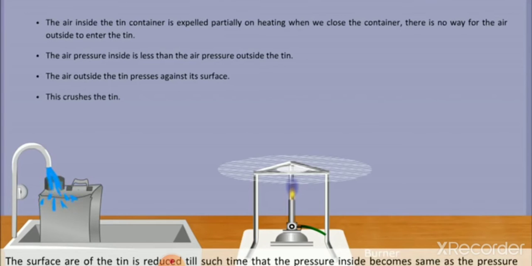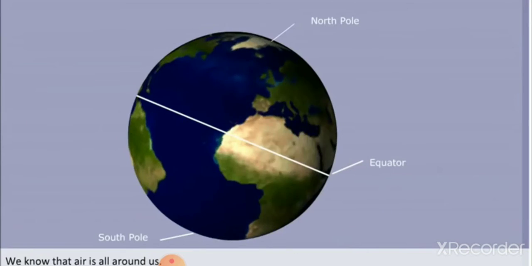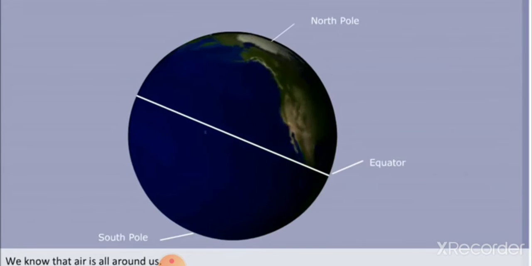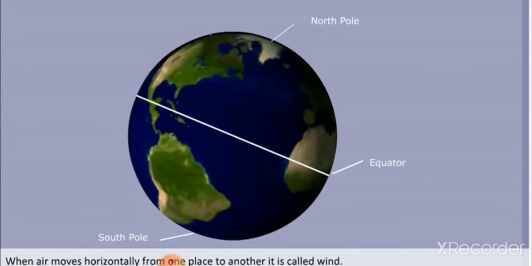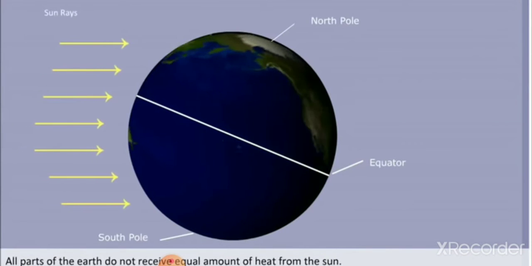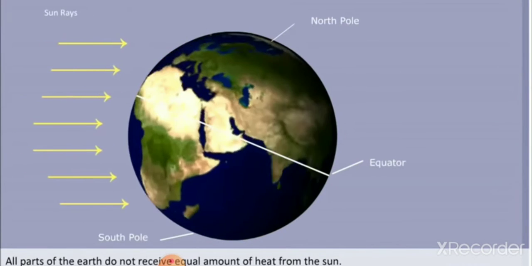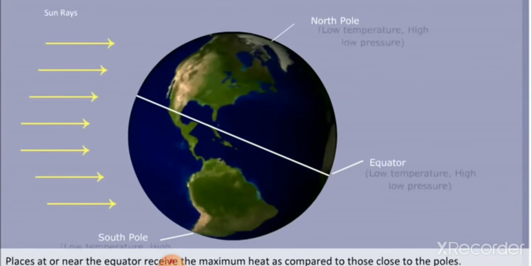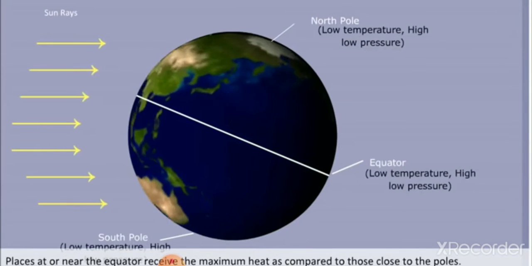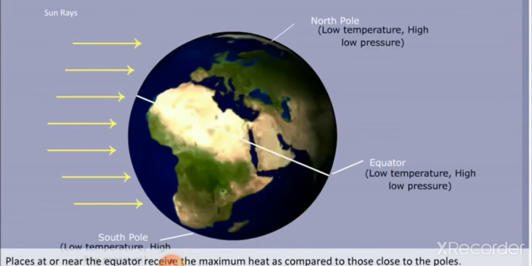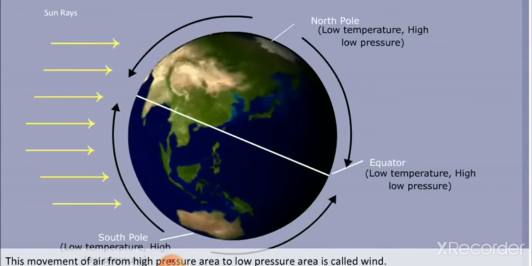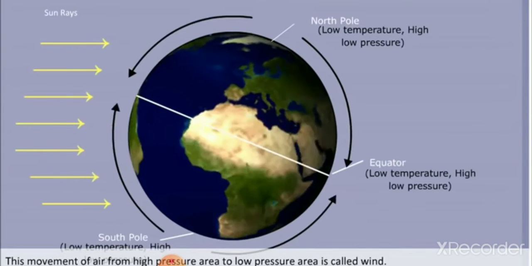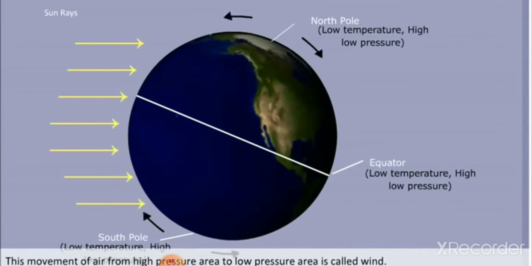So now after this we will study the next topic, that is wind. So we know air is all around us. When air moves horizontally from one place to another, it is known as wind. And the earth does not receive equal amount of heat from the sun. As you know that at the equator maximum heat is received, and this movement of air from high air pressure area to low pressure area is known as wind.